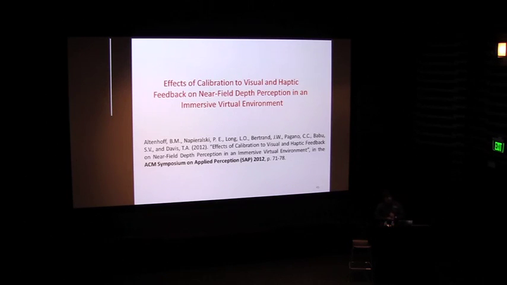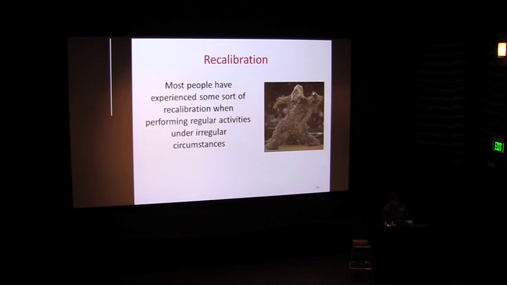So for the follow-up study that we did with respect to this work, we wanted to examine the impact of perceptual calibration. That is, if we give you visual and haptic feedback, can it correct for some of these perceptual limitations? That was the next question that we asked. And this was published last year at ACM SAP.